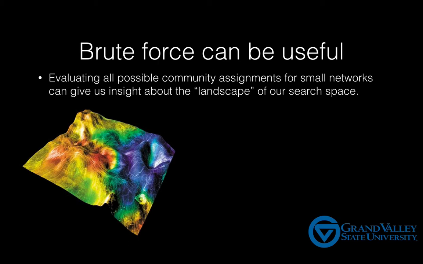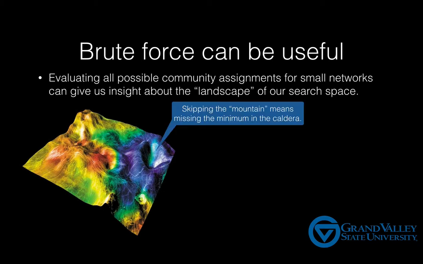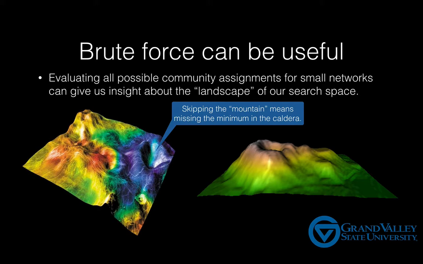For example, if a heuristic searching this landscape for a minimum value decided to skip the tall blue mountain, it would miss the deep caldera containing the minimum. Running a brute force algorithm on a small graph is analogous to generating a detailed inch-by-inch map of a small landscape. We expect that examining the details of a small landscape will provide insight that we can use to improve our community finding heuristics as they search through much larger landscapes.